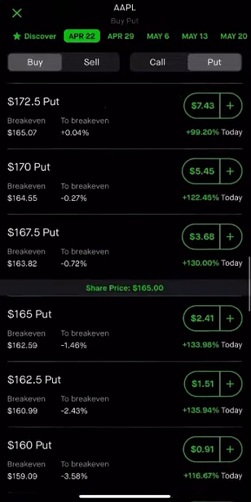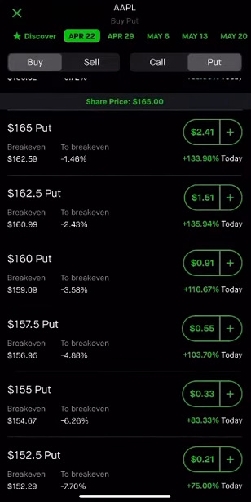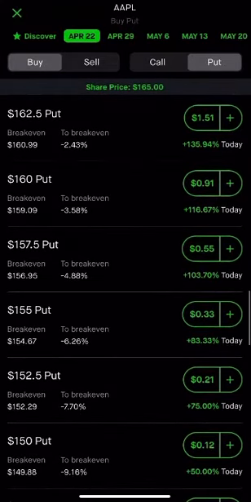And if you keep going below, these are what we consider out of the money, because these are prices that the stock has already hit, but the stock is believed to be going lower.